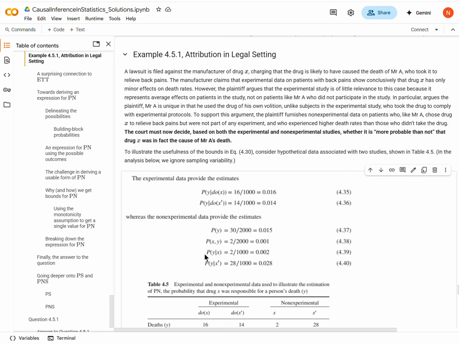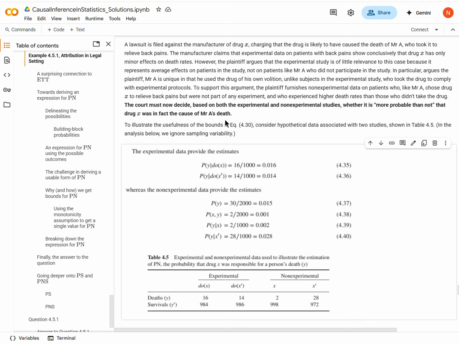The probability of death having, well, already this feels a little bit confusing. I think that we're saying that X means not taking the drug, and the probability of death not taking the drug is less than 1%, and then the probability of death taking the drug is about 2.8%. Okay. So there we have, again, experimental and observational data.